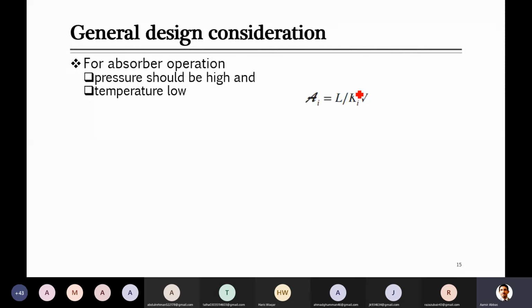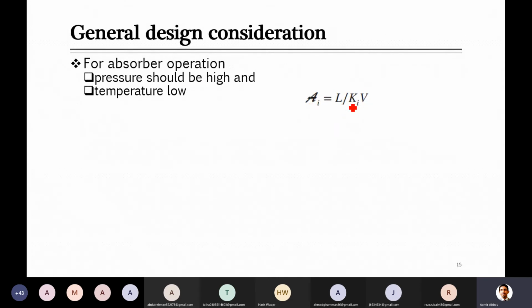And I told you the relationship of this K factor with pressure: K is calculated either with Henry's law or Raoult's law. If you remember that equation, in case of Henry's law, K is equal to H over P, and in case of Raoult's law, it is P sat over P. So overall, you can see that pressure has an inverse relation with K. If pressure is high, K value will be less, and when K value is less, the absorption factor is high, so more absorption. So high pressure favors more absorption.